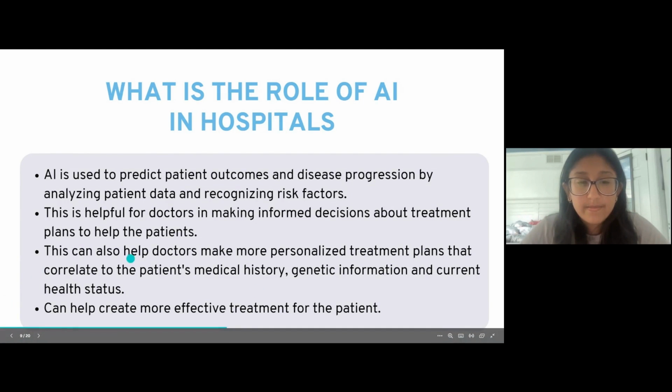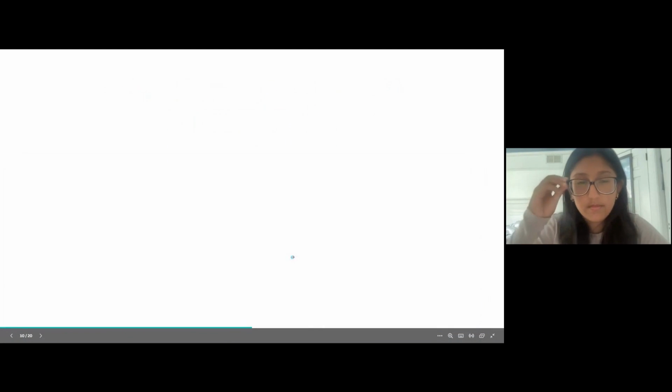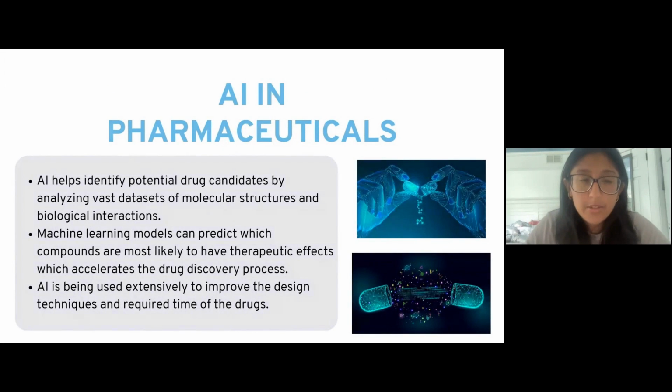Next slide, please. Yeah. So AI and pharmaceuticals. Pharmaceuticals is the industry where drugs and medication are manufactured and tested. AI helps identify potential drug candidates by analyzing vast data sets of molecular structures and biological interactions. Machine learning models can predict which compounds are most likely to have therapeutic effects, which accelerates the drug discovery process. AI is being used extensively to improve the design techniques and reduce the required time of the drugs.